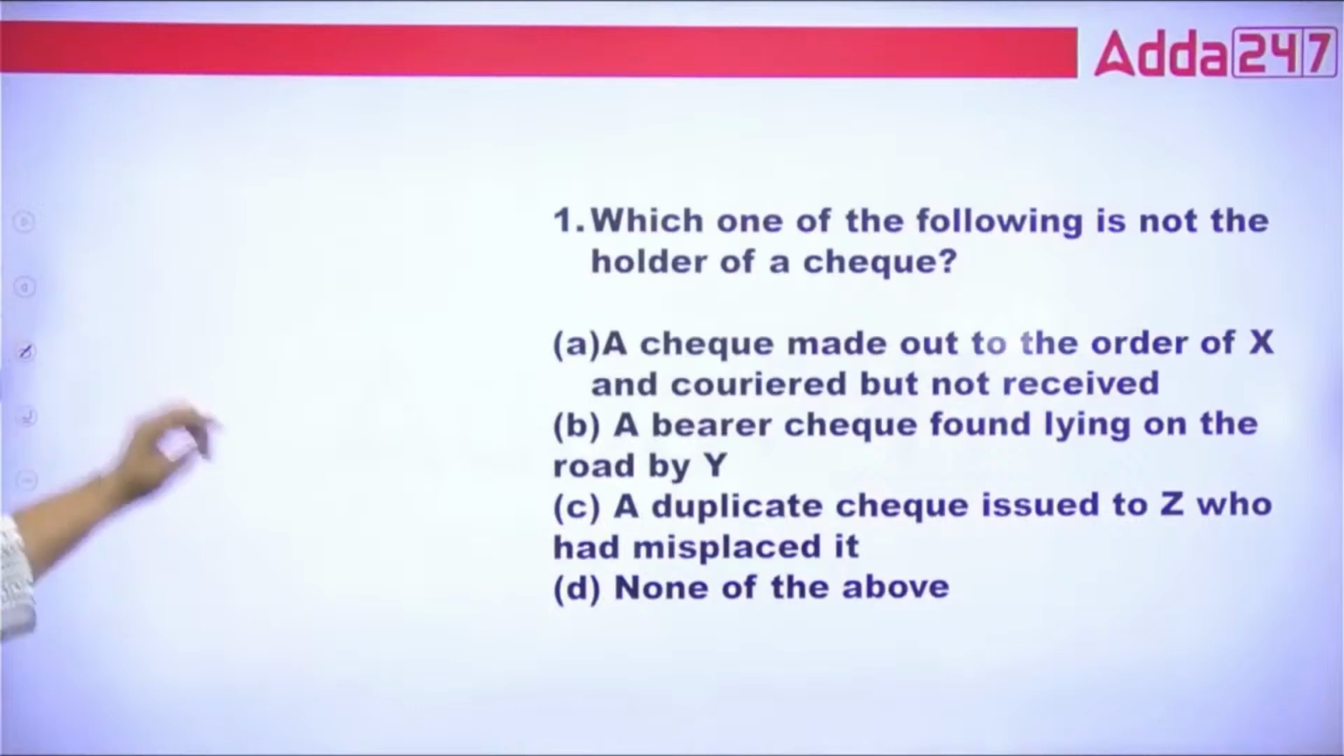Okay. Now class, come to the question. Which of the following is not the holder of a check? First, a check made out to the order of X and couriered but not received. Second, a bearer check found lying on the road by Y. Third, a duplicate check issued to Z who has misplaced it. And fourth, none of the above.